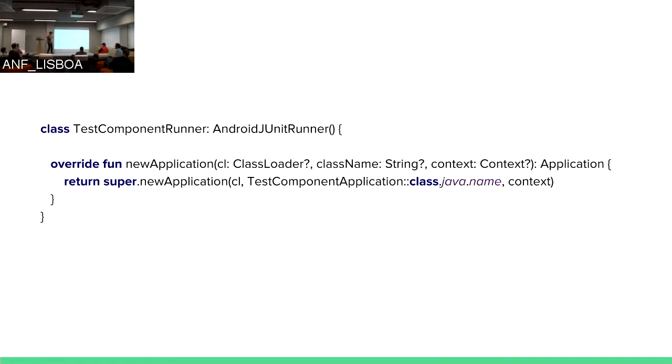Yeah, this is the tricky part. In order to tell Android, the Android Gradle plugin, that when the test runs I want to have the test component application, I don't want to have the real one, I want to have that one, I have to override the Android JUnit runner and just tell it that I want this class to be my application class.